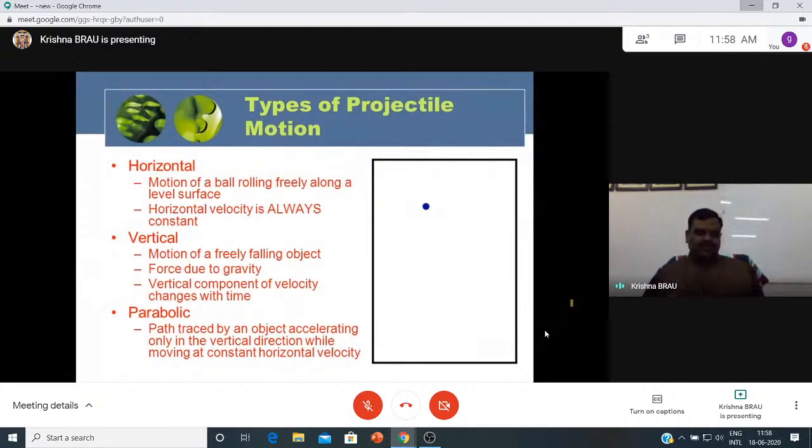It can be a vertical motion, a freely falling object, with force due to gravity, vertical component of velocity changing with time. If it is horizontal only, like the motion of a ball rolling freely along a level surface, horizontal velocity is always constant. Or a parabolic path traced by an object, accelerating only in the vertical direction while moving at constant horizontal velocity. Okay. So this is how we will consider the problem: horizontal, vertical and parabolic nature.